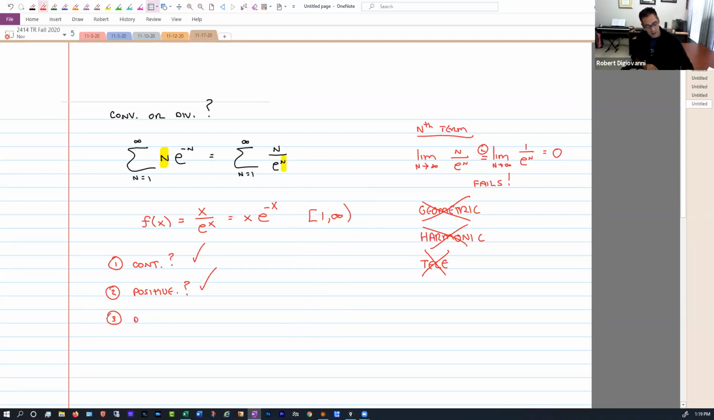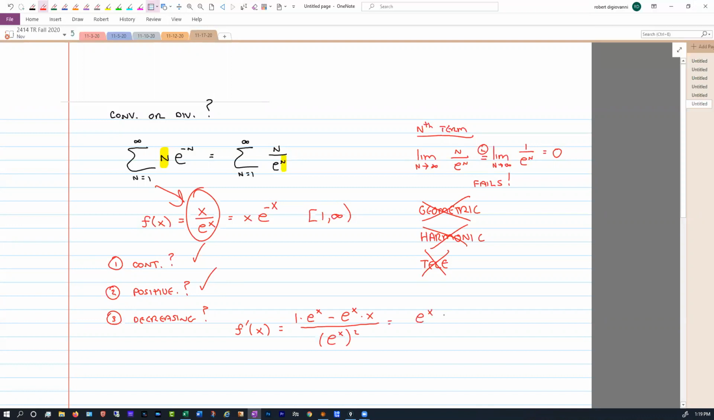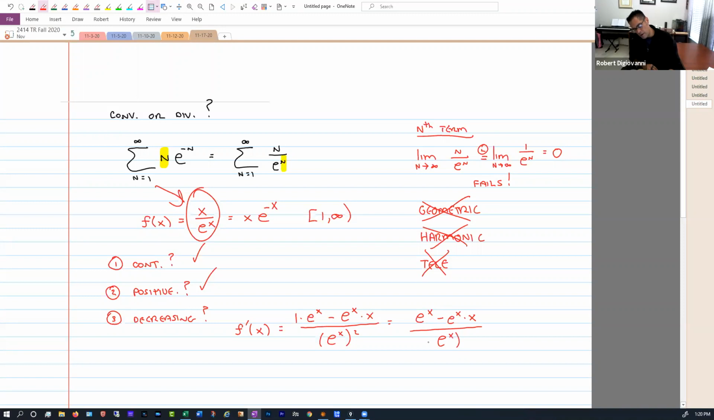All right, next thing is, is it decreasing? And for that, I'm going to take the derivative and show that it's negative. So I'm going to do the derivative this way. I'm going to do quotient rule. So derivative of the top times the bottom minus derivative of the bottom, which is itself, times the top, all over the bottom squared. Okay, the top is going to be e to the x minus e to the x times x, all over e to the x squared.